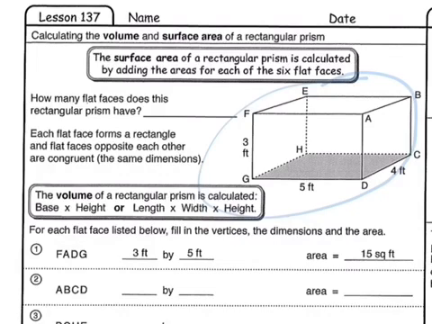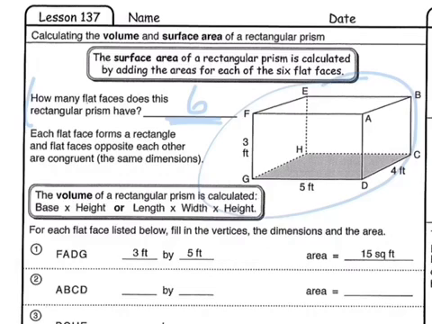Alright, so here we go. The first question that you're asked right here is how many flat faces does this rectangular prism have? How many flat faces are on there? Why don't you pause the video, write the answer here, and then start the video up and see if you got it right. So you should have already written an answer in here, and this is a box. It has 6 flat faces on there. That shouldn't be too tough. And let's go to the next question.